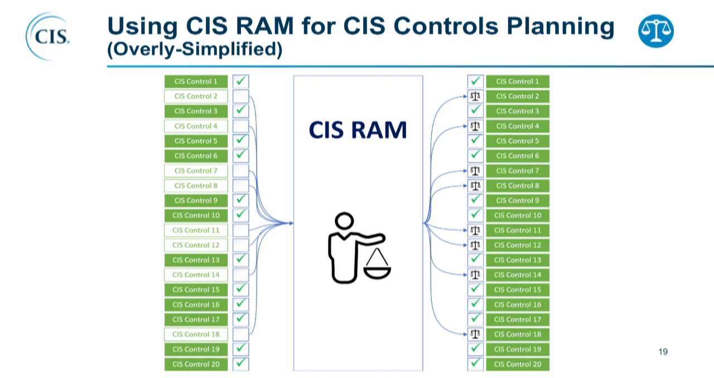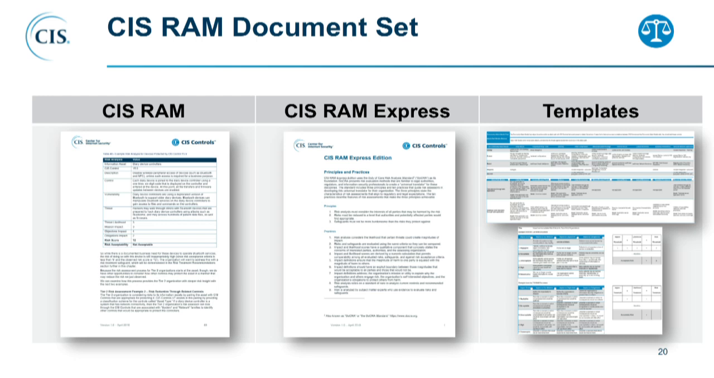Then you would have certain things that are checked because you apply them exactly as written. You have some things that are done by risk where you see scales. The risk analysis showed you the right way. This is a quick, easy way to show you how CIS RAM supports the controls.